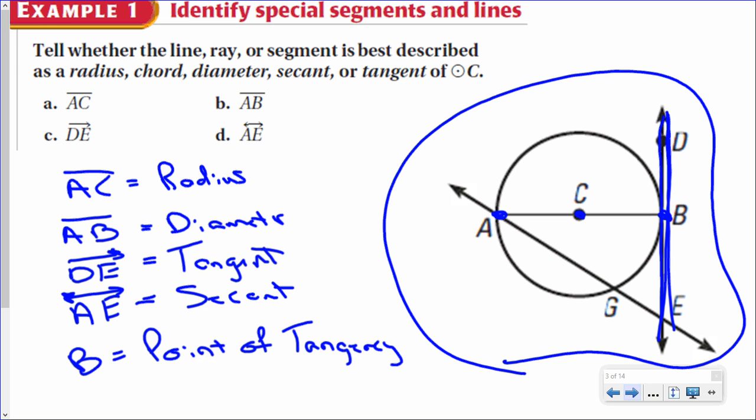So get to know these well. It's not that they're free points on a quiz or test, but as long as you get your terminology down here, they're not too bad.